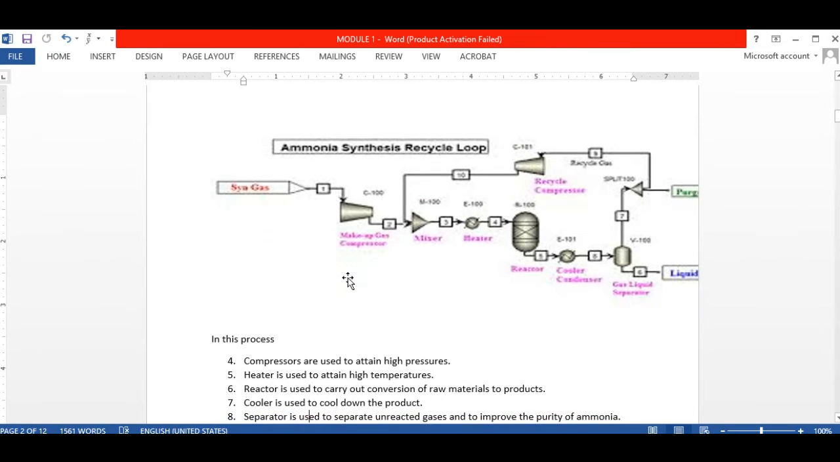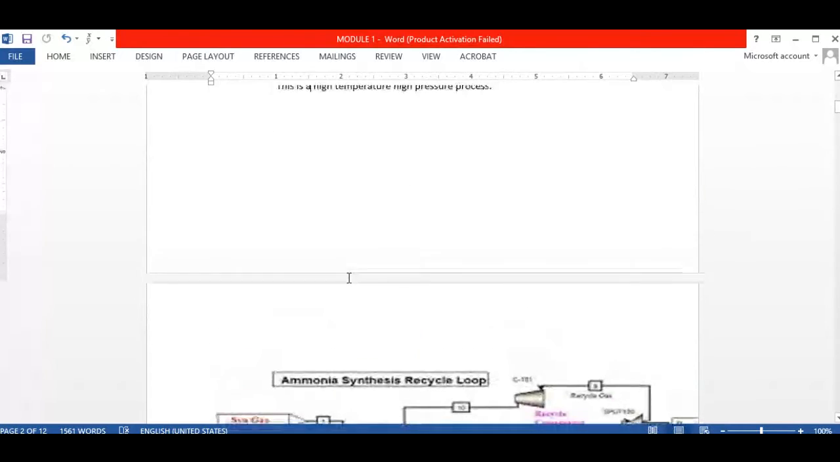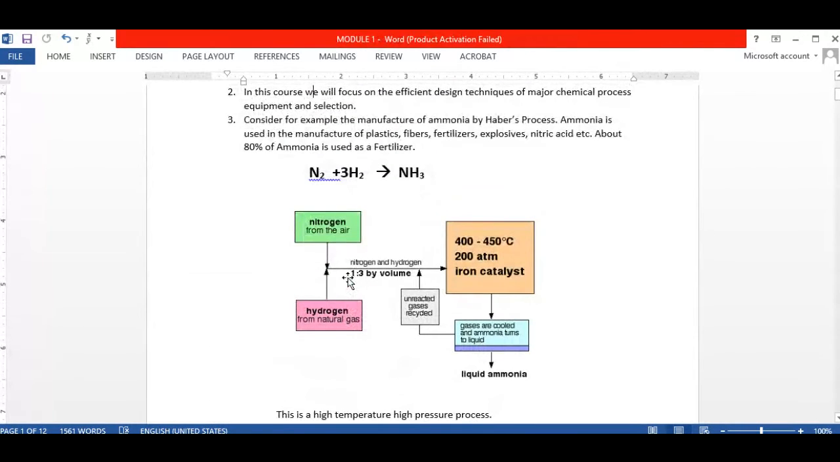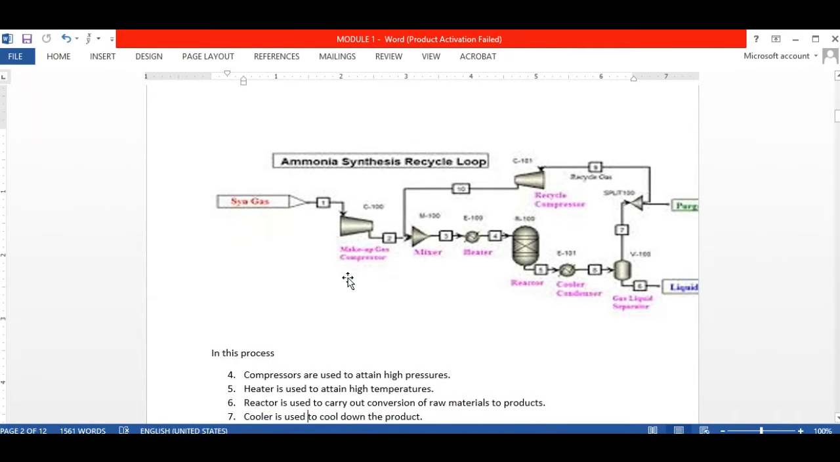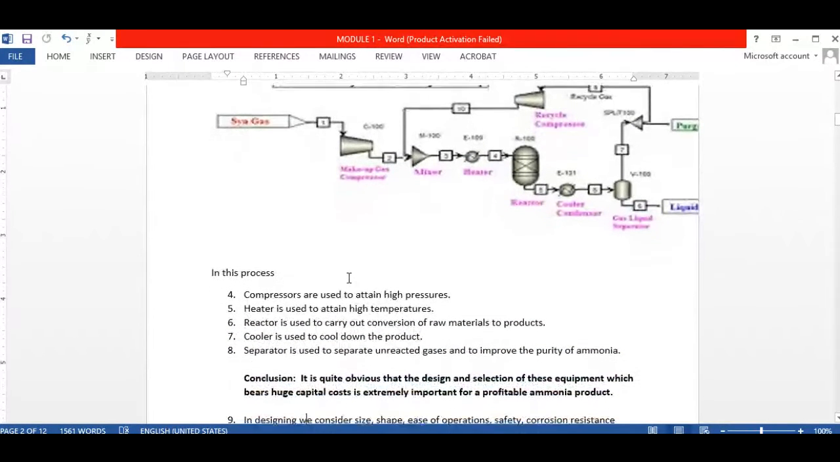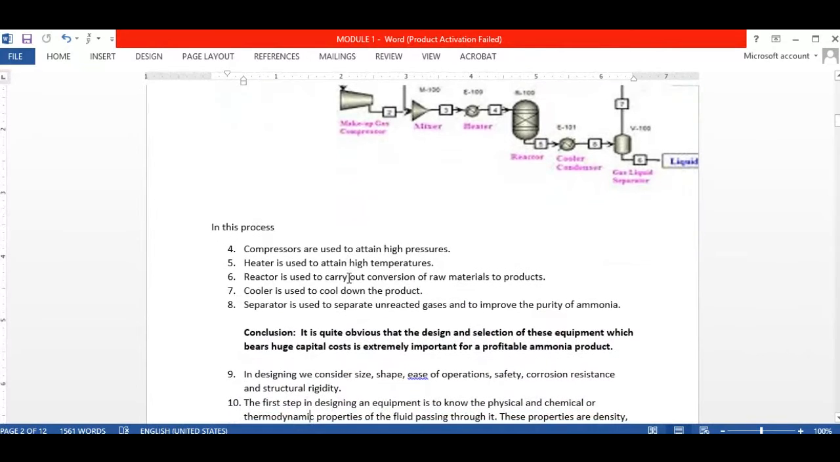Okay, this is just an introduction because if you know why you are taking this course, you will be more interested. Otherwise, if you have no idea, so I'm just giving you the background. Today only I will talk about the background. So again, a compressor is used for high pressure, a heater is used for high temperature, the reactor carries out the conversion, the cooler is used to cool down the product, and the separator is used to separate the product.